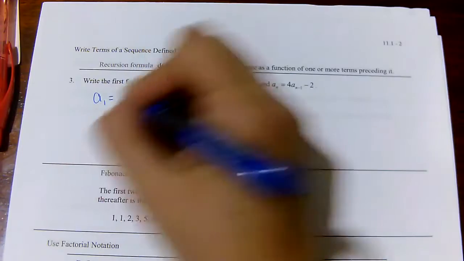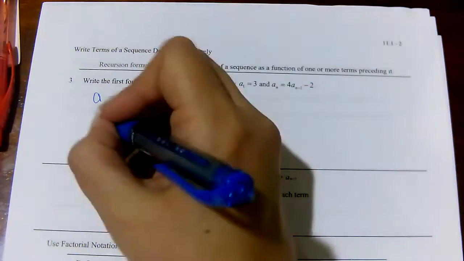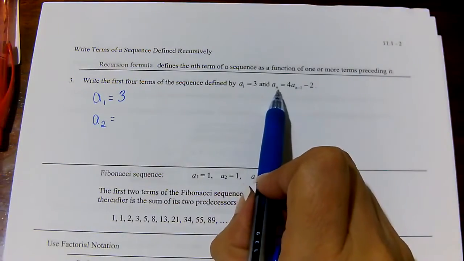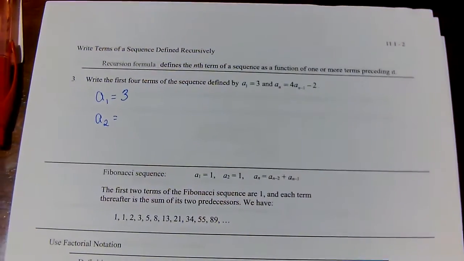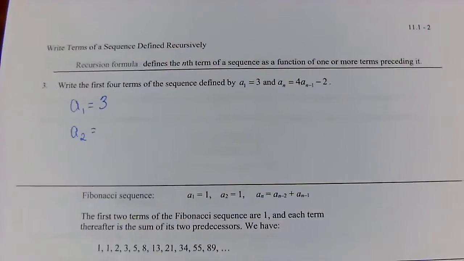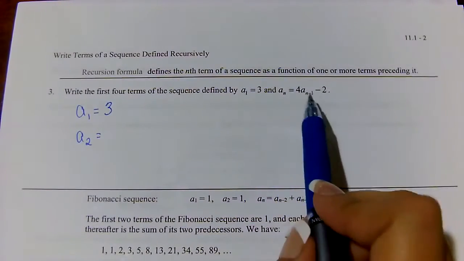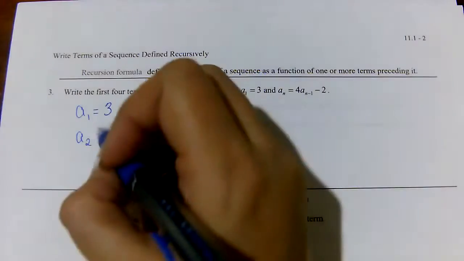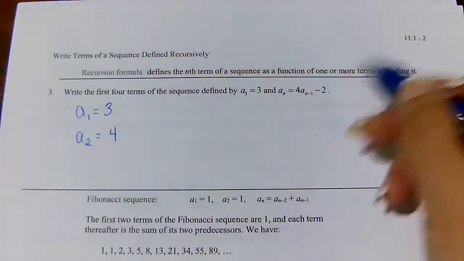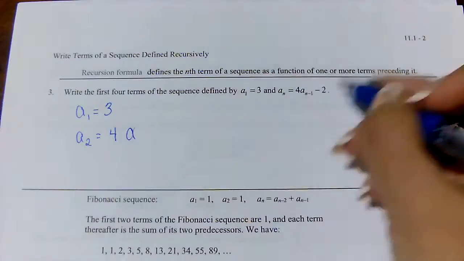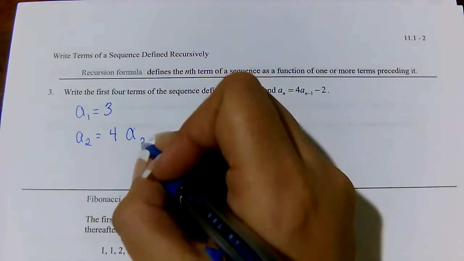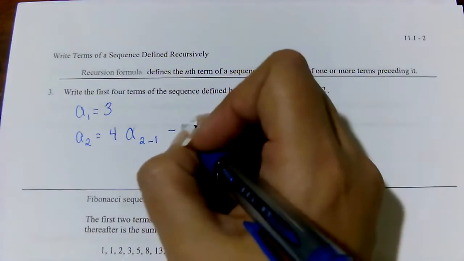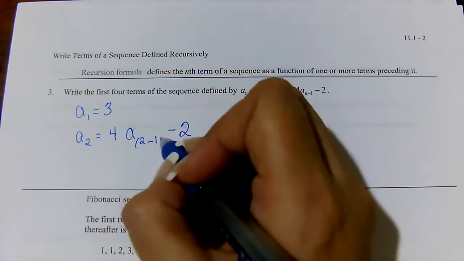A of 1 is still going to be 3. So what about A of 2? Same thing. All you're doing is plugging a 2 into that n right there. So there's an n and there's an n. So this is the same thing as saying A of 2 is equal to 4 times A subscript 2 minus 1, minus 2. Okay, this is your subscript.